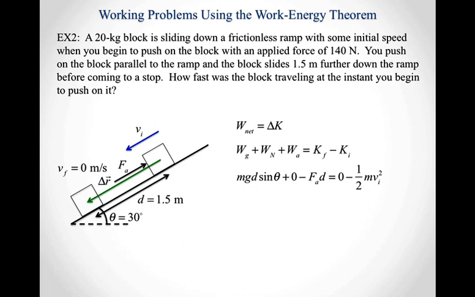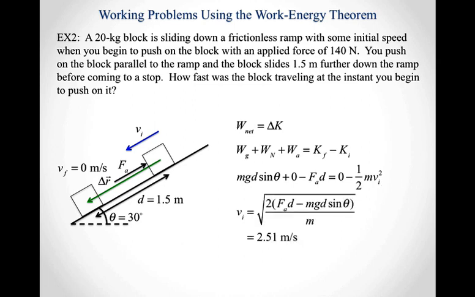Looking at this expression, I know what the mass of my object is. I know what the gravitational acceleration is. I know the distance that my object travels down the incline. I know the angle of the incline, and I know the applied force that I pushed against the block with. So everything over here is a known. I know the mass over here, so sure enough, in my one equation, I'm left with one unknown. It happens to be the initial speed of the block.